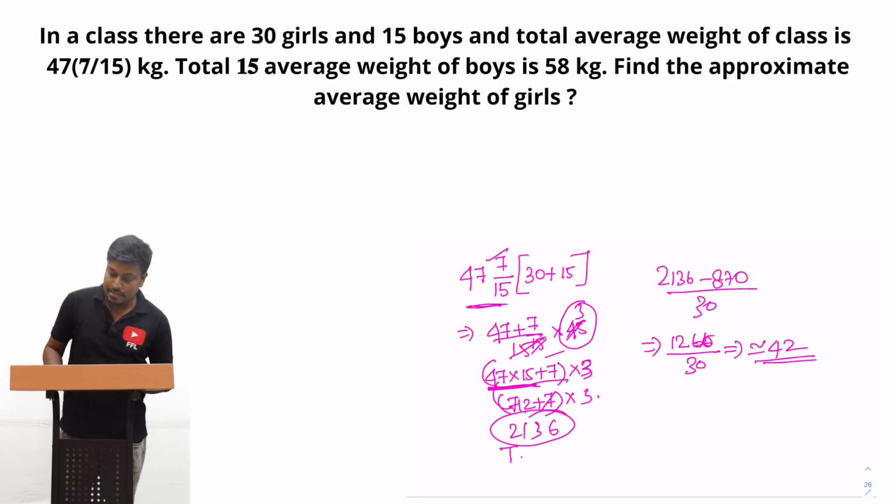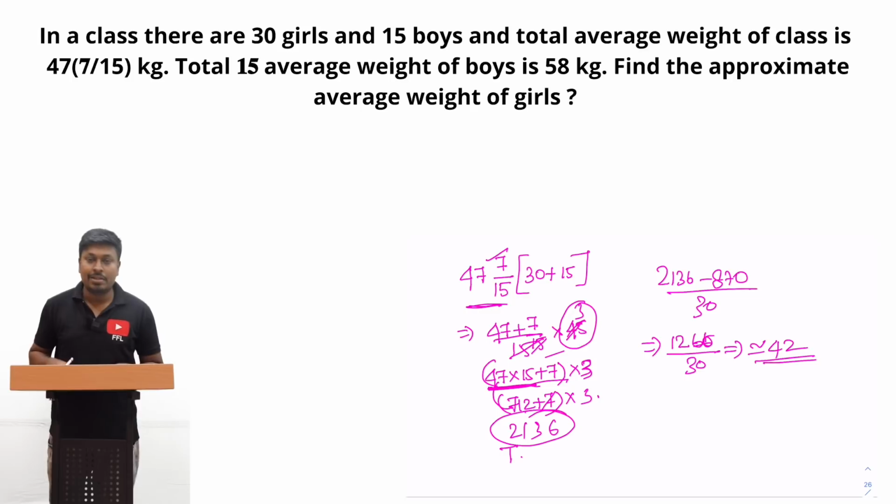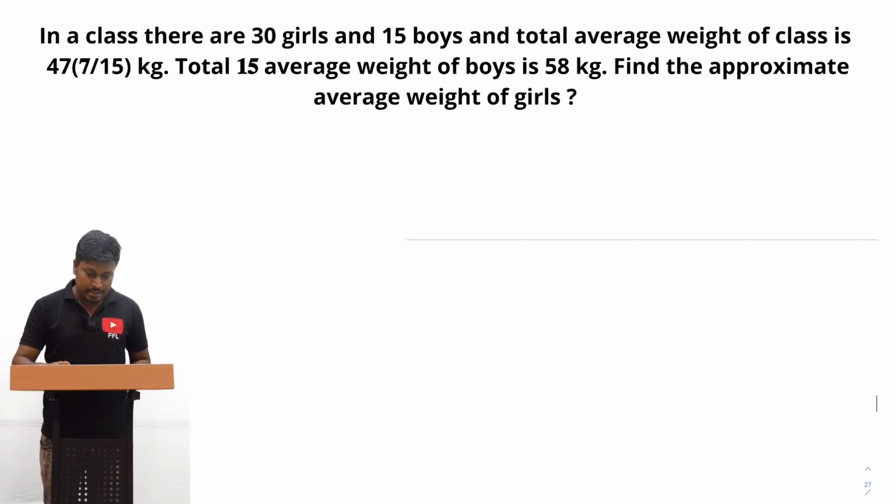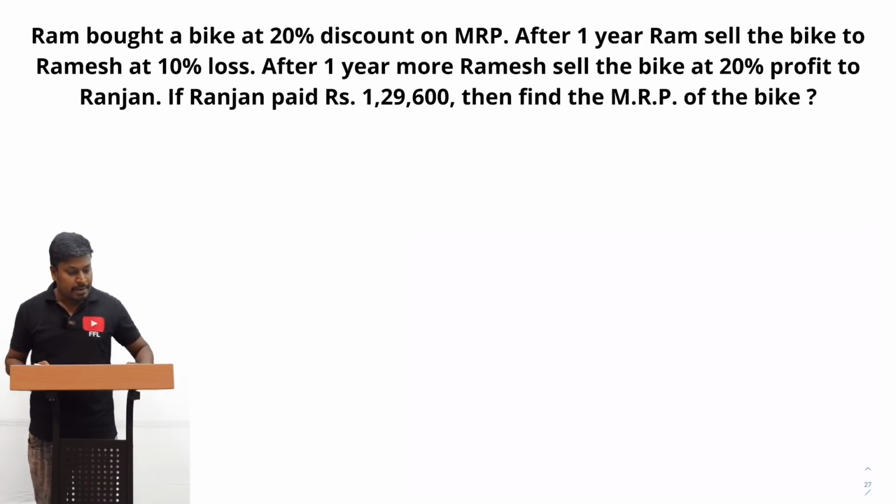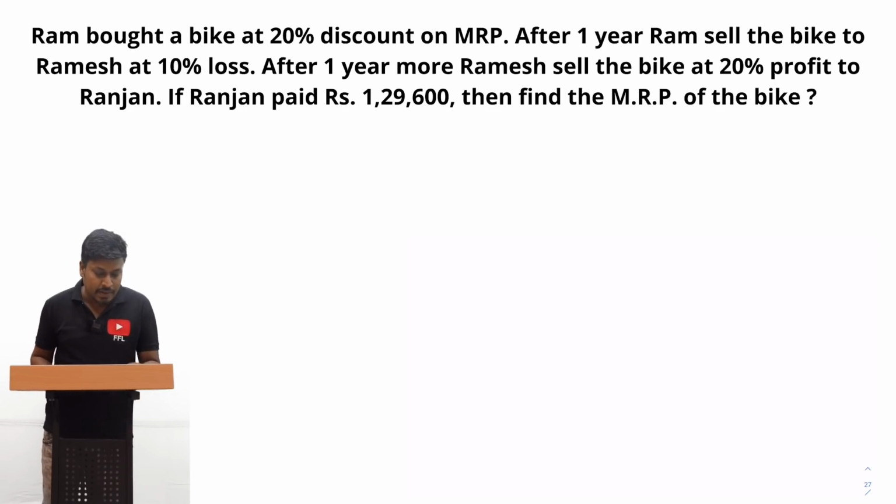We can say that the approximate answer for this average question is 42. Just see, it's very easy to solve, right? So next question. Ram bought a bike at 20% discount on MRP. After the first year, Ram sells the bike to Ramesh at 10% loss. After 1 year, Ramesh sells the bike at 20% profit to Ranjan. If Ranjan paid 1,29,600, then find the MRP of the bike.